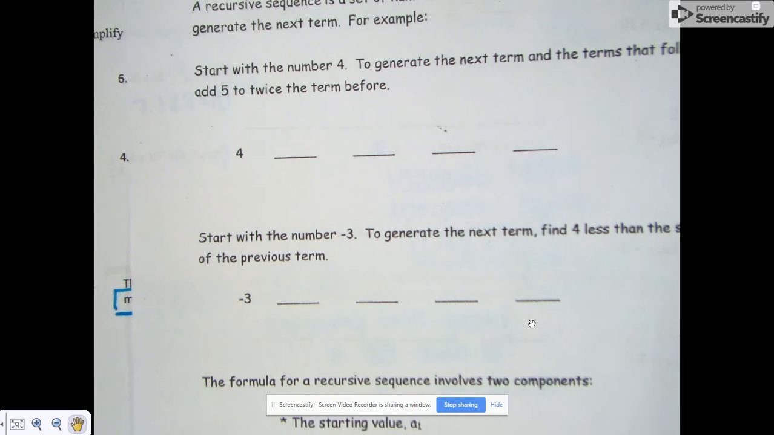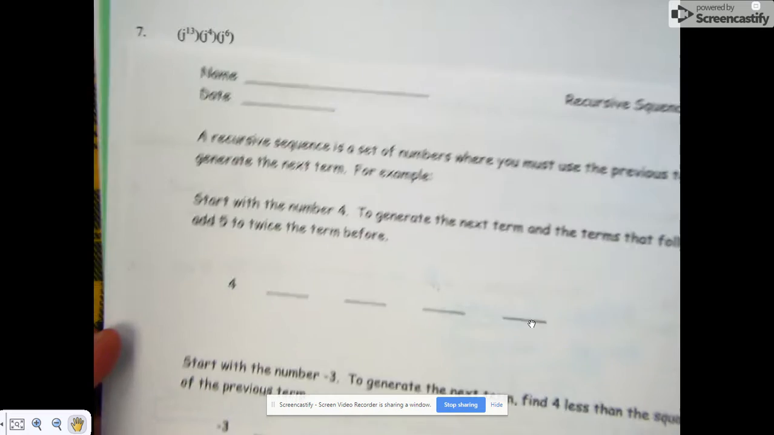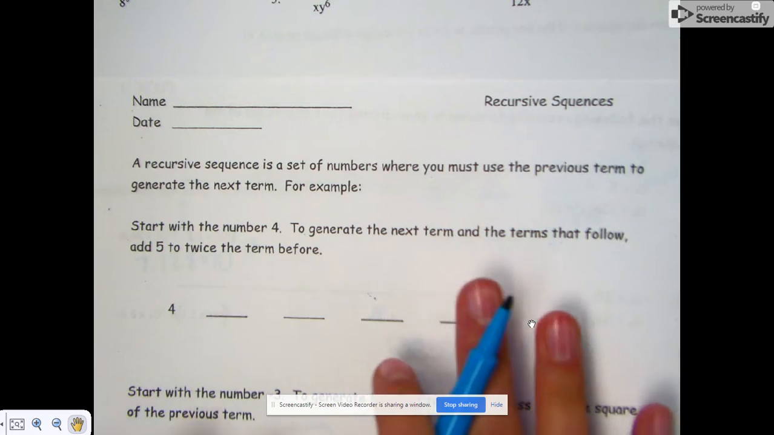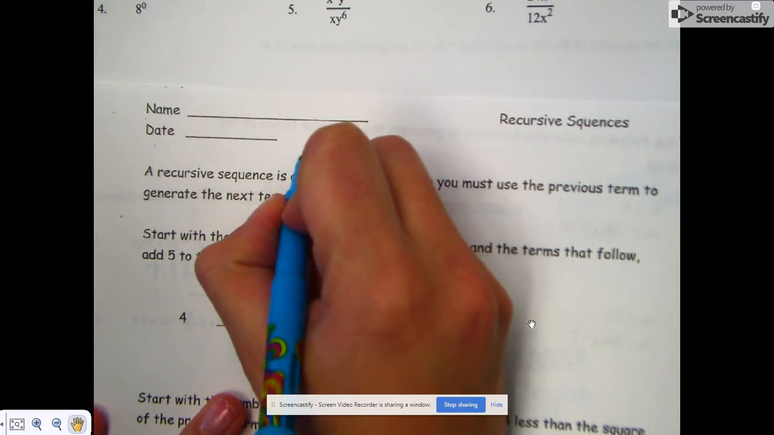Today we're talking about recursive sequences. But before we start, recursive is kind of exactly how it sounds. We're going to talk about how to generate sequences using a recursive sequence, so taking the previous term and figuring out what to do to get the next term. We kind of talked about this the first day of sequences.